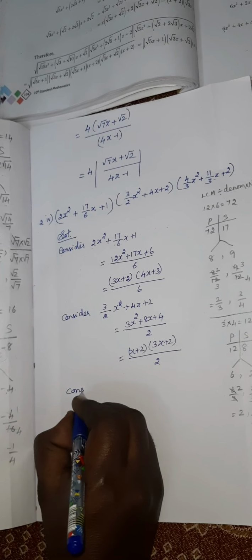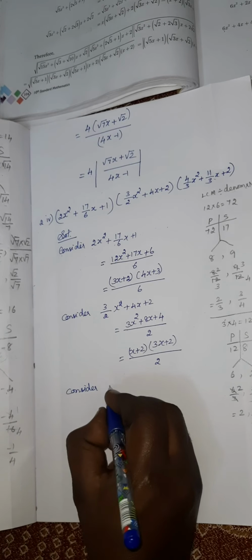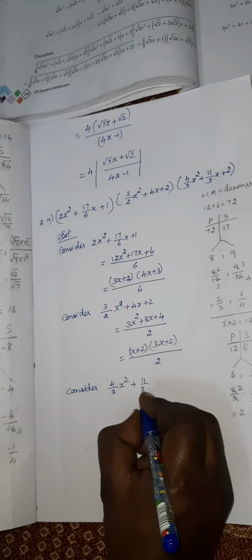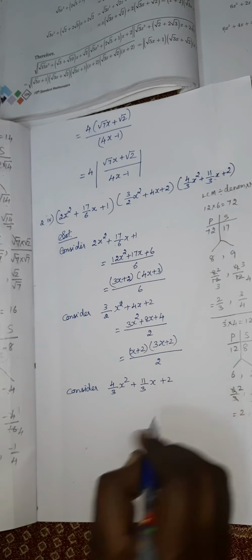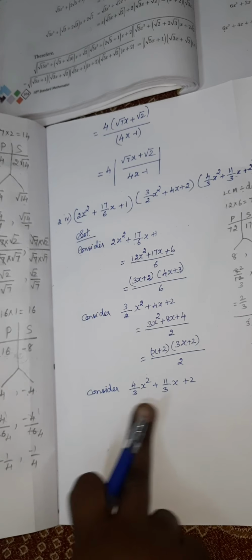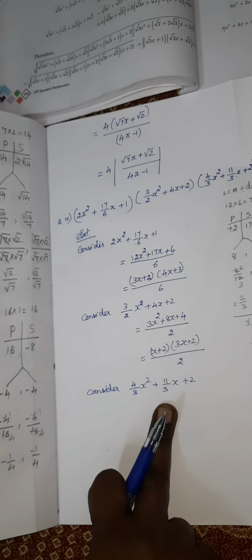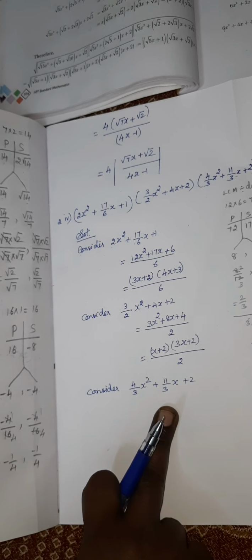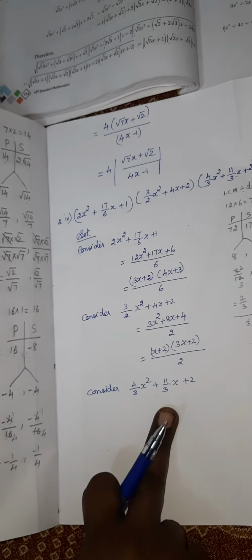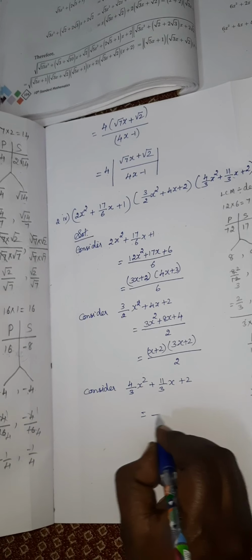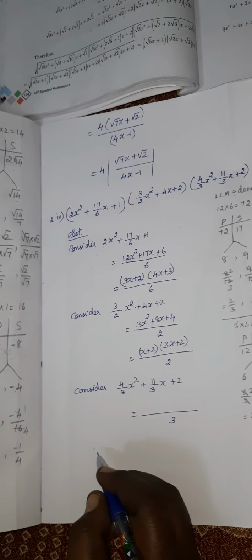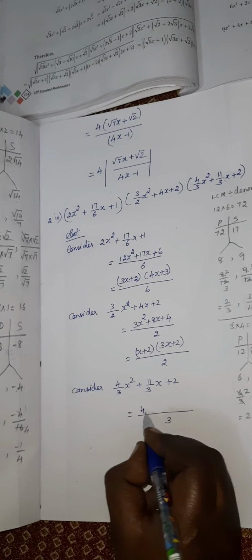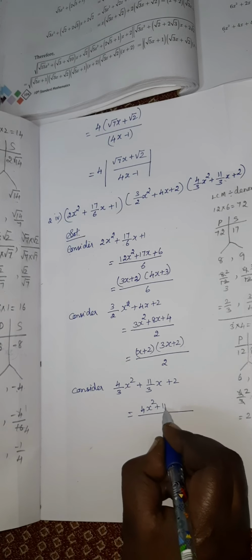Consider 4 by 3 x square plus 11 by 3 x plus 2. Now you see this expression, two coefficients are fractions, but the denominators are same for both. So it is easy to find the LCM. What is the LCM? It is 3. Now no change in the x square term and x term coefficients. So 4x square plus 11x.